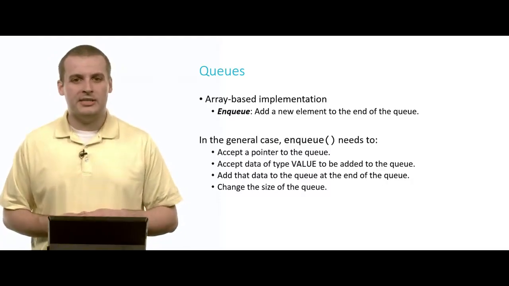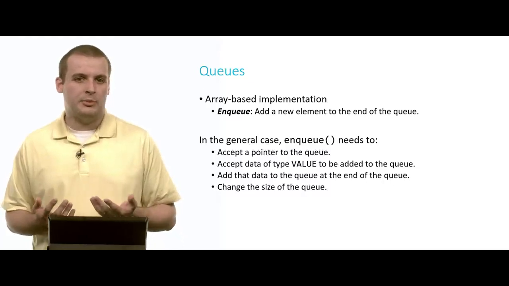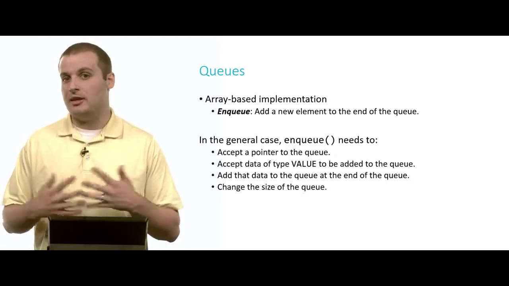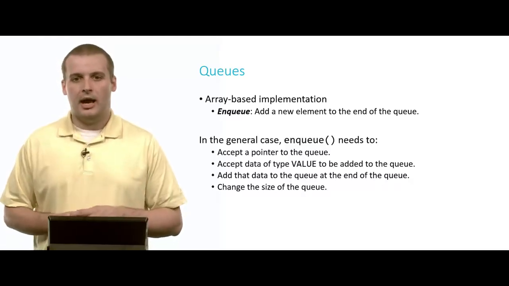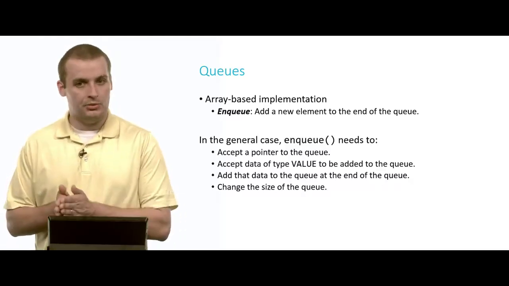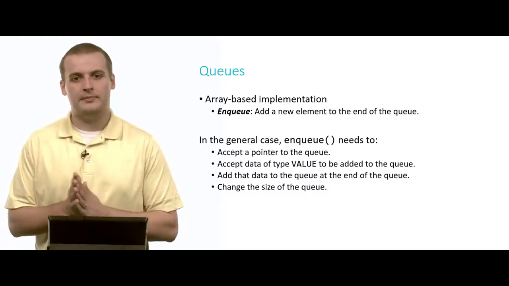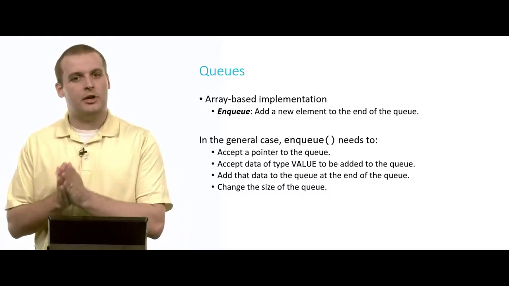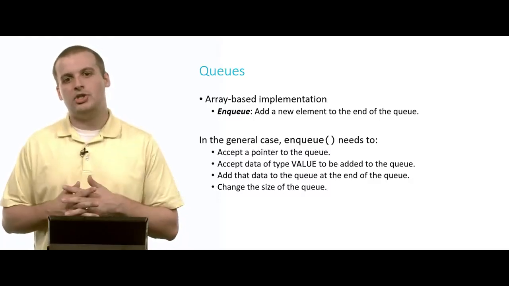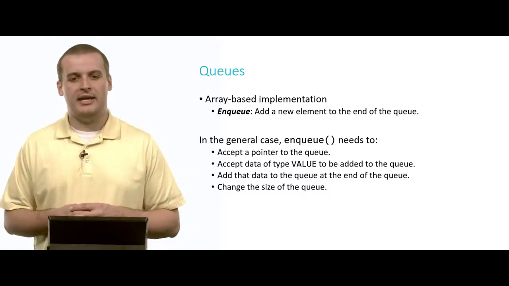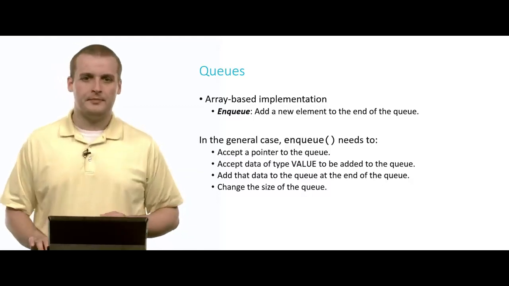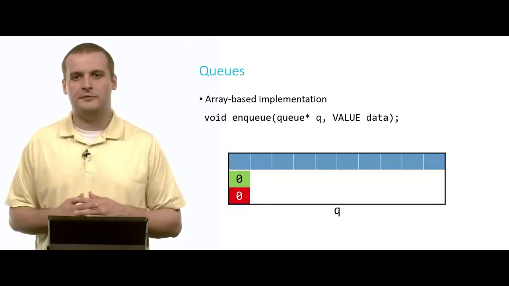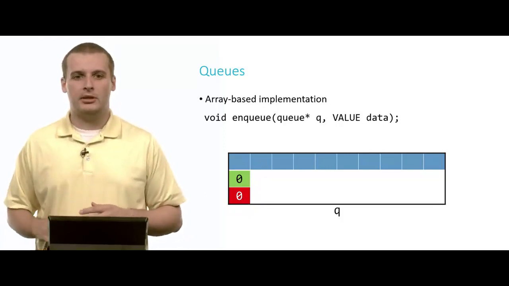The other thing it needs to do is accept a data element of the appropriate type. Again, in this case, it's going to be integers, but you could arbitrarily declare the data type as value and use this more generally. That's the element we want to enqueue. We want to add to the queue, to the end of the queue. Then we actually want to place that data in the queue, in this case, placing it in the correct location of our array. And then we want to change the size of the queue, how many elements we currently have.